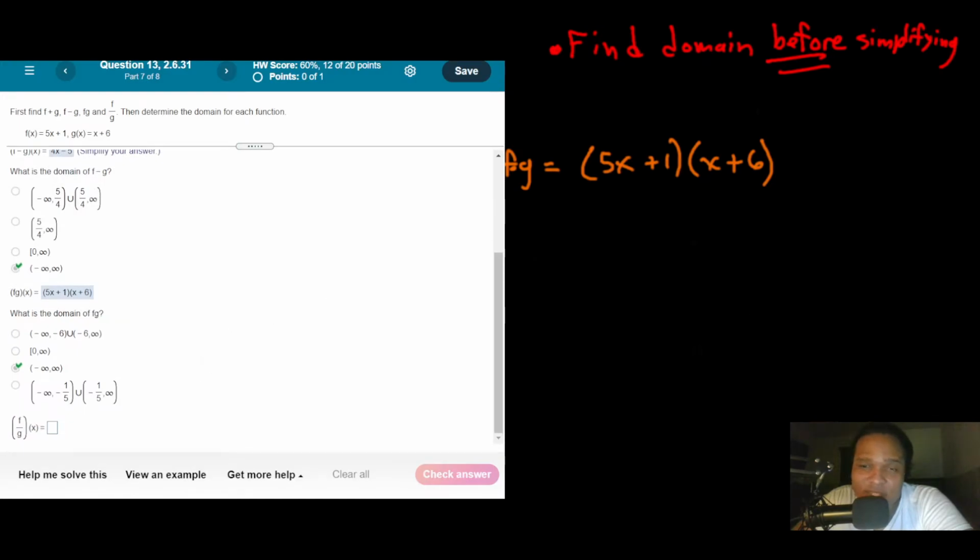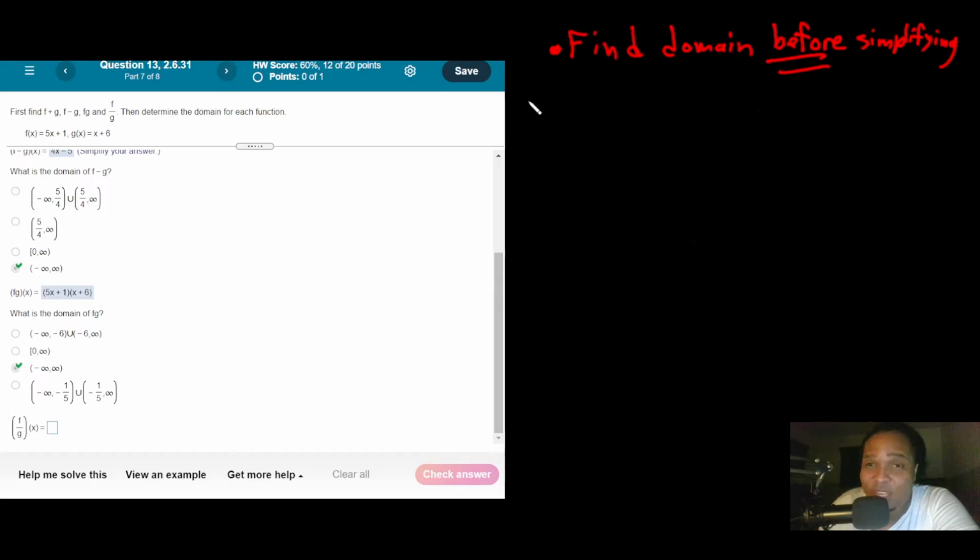F divided by g. So we're going to have a denominator. So we're going to have a different domain now. This is f divided by g. You can put the of x portion if you want to. You can put this in parentheses or not. We can just not put any of that stuff. We know what we're looking for.